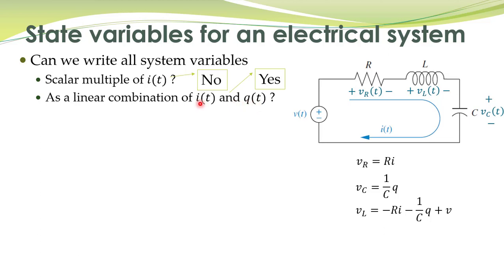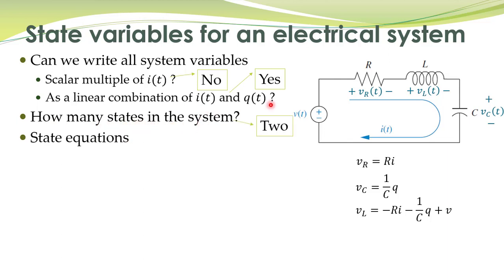And how do we obtain state equations? We have already learnt. So this question we have now answered. How many states in the system? There are 2 states in this particular system. And state equations, we have already learnt how to obtain the mathematical model for this system.